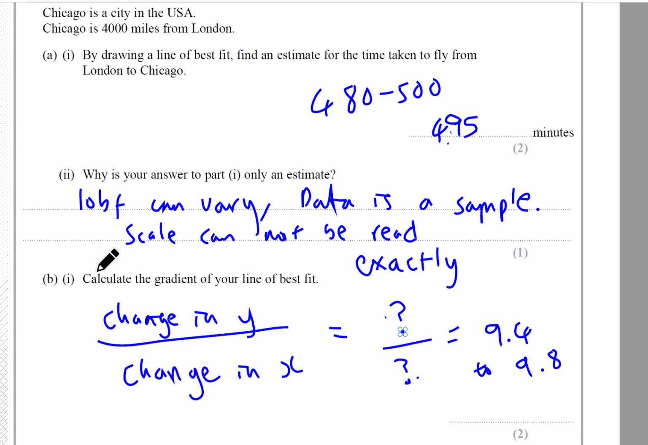Well, when you have your line, essentially find the triangle, get the height of it and the width, divide it to get the gradient, and they accept an answer between 9.4 to 9.8. So do have your method, because that's worth a mark, and then your answer is there.